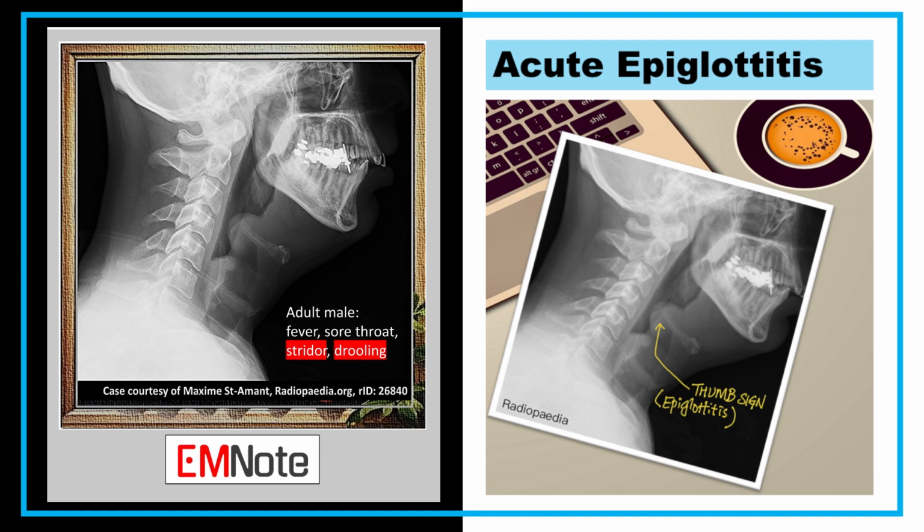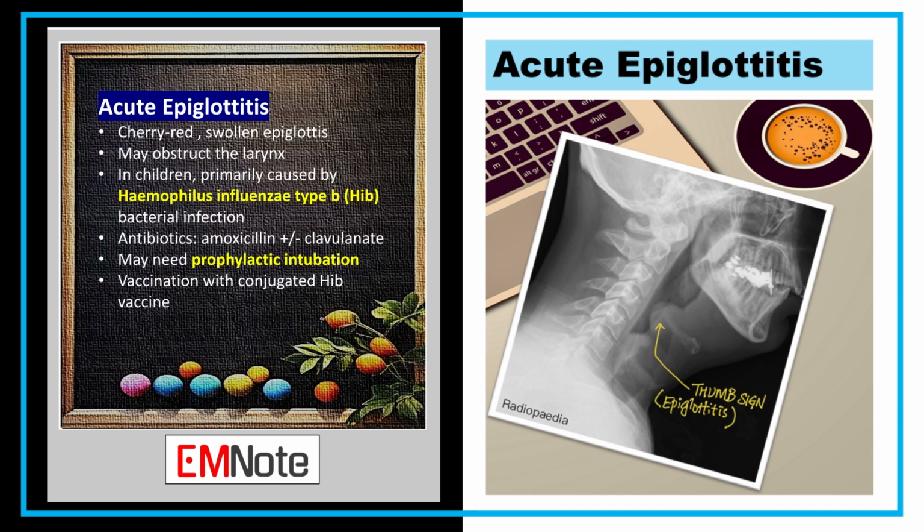This adult male presents to the emergency department with fever, sore throat, stridor, and drooling. Acute epiglottitis is characterized by a cherry red, swollen epiglottis, which may obstruct the larynx. In children, epiglottitis is primarily caused by infection with the Haemophilus influenzae type B bacteria.